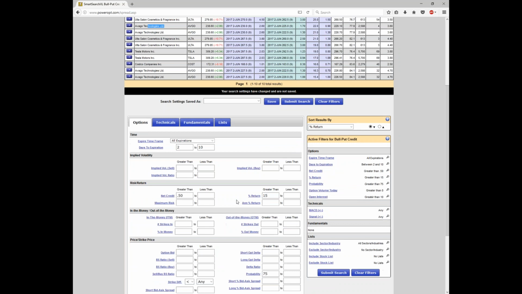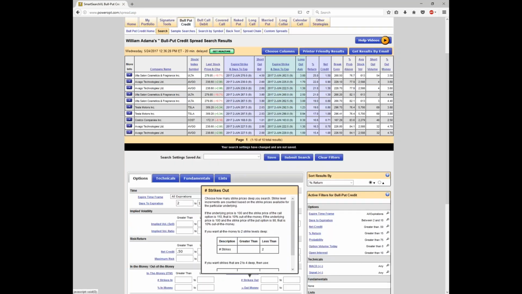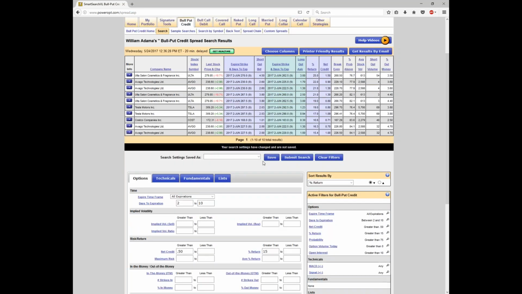But these are the only spreads that offer this high net credit with a 75% probability. If they're out there, this system will find them, okay? But if not, it won't be there.